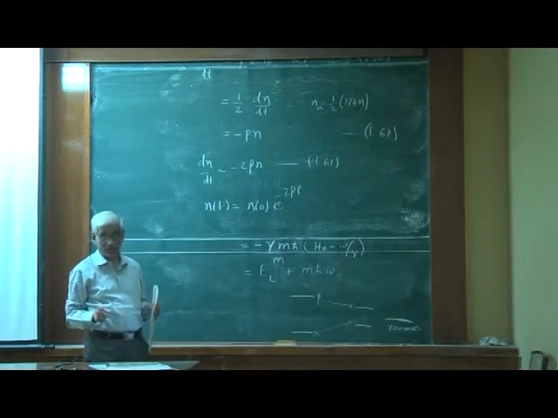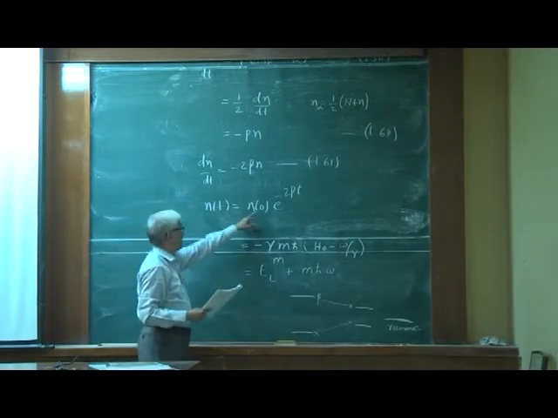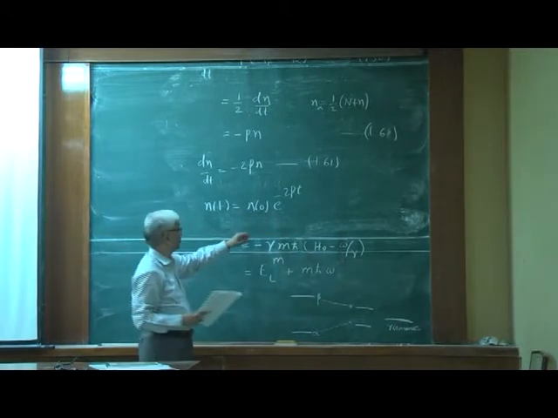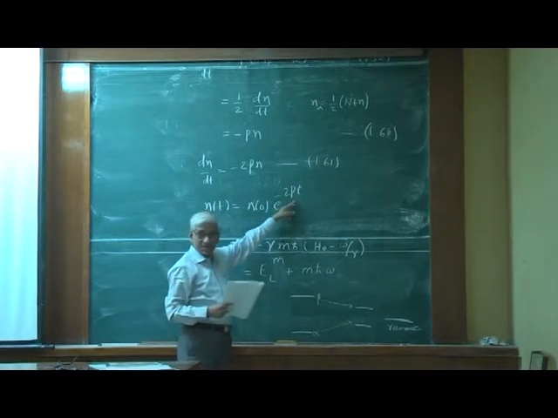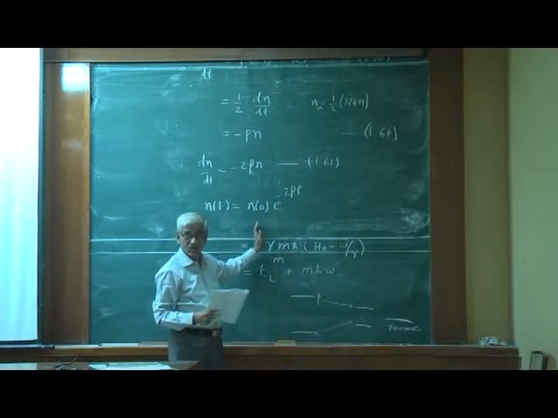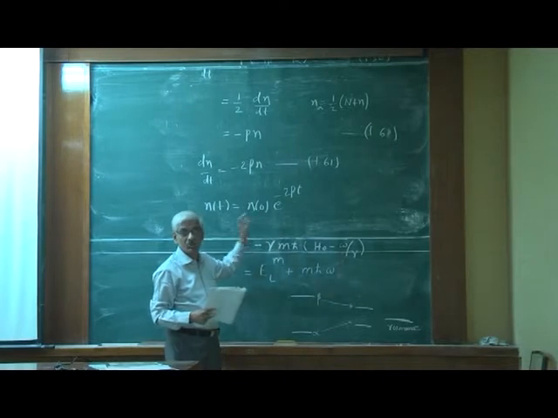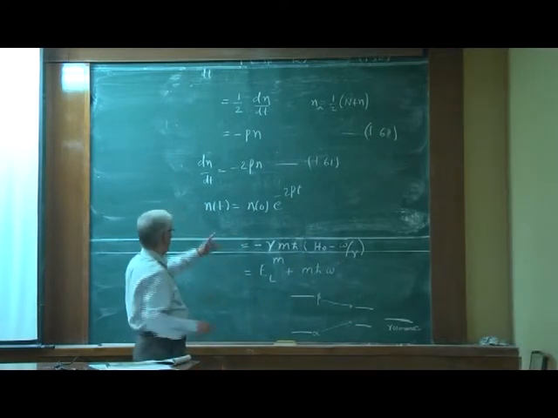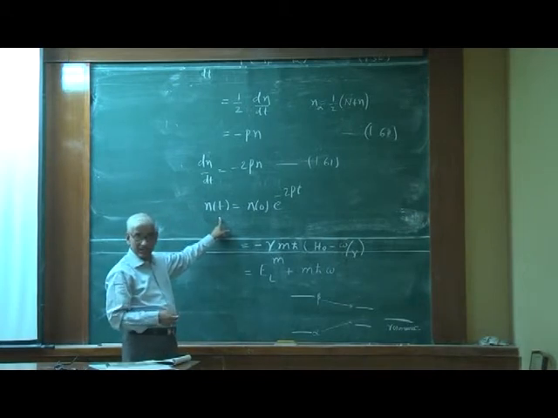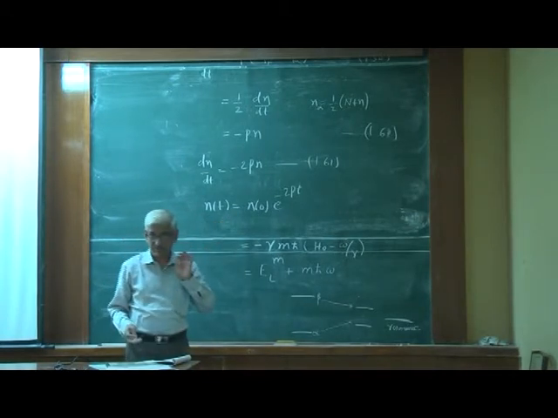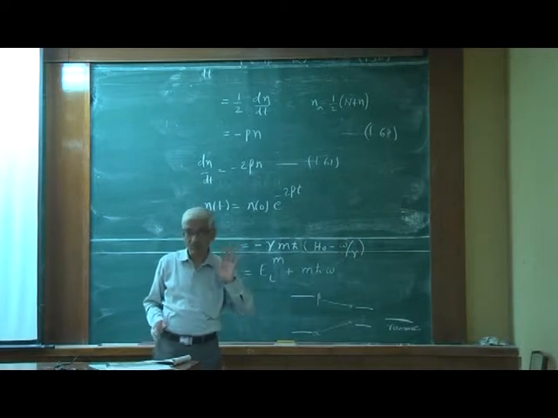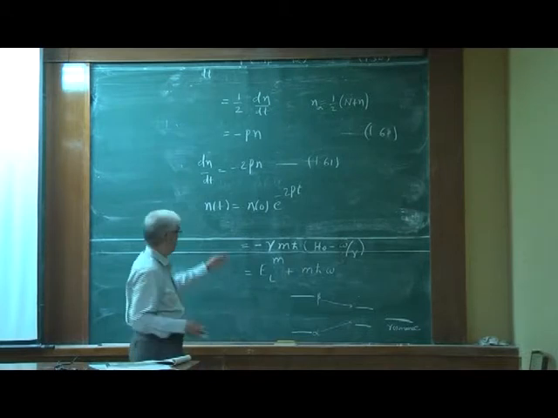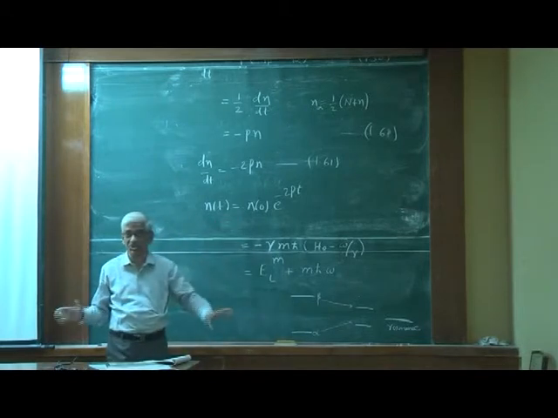n at time t is equal to n at time t equal to 0, times e to the minus 2Pt. Right? So as time increases, this goes to 0. The population difference goes to 0. What does it mean? If I apply RF for a long period of time, the signal will vanish. Because n of t goes to 0, it means there is no signal.